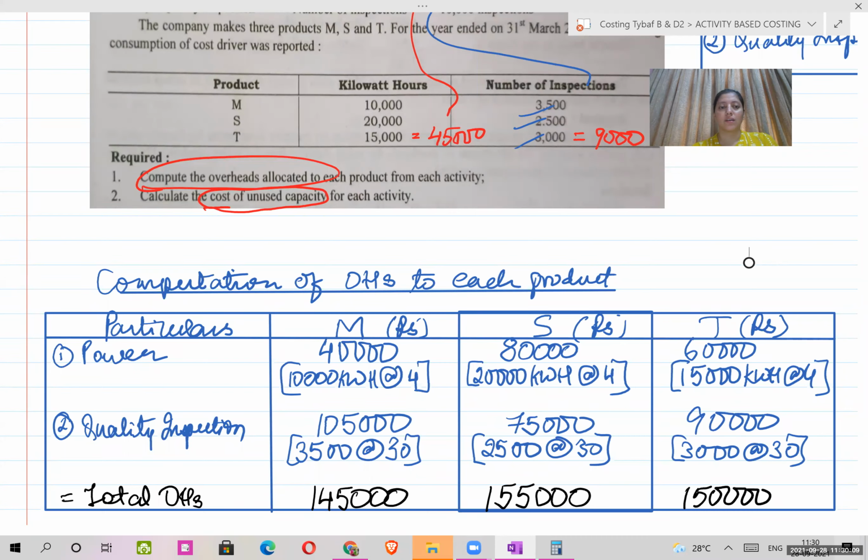Thank you. After this, what do you have to calculate? The unused capacity. See, you have to calculate the unused capacity also. I have done the used capacity, and we have found the cost: 1,45,000, 1,55,000 and 1,50,000. Let us see what the cost is for the unused. The unused is 5,000 for power and 1,000 for inspection. So multiply it with the rate that you have got.